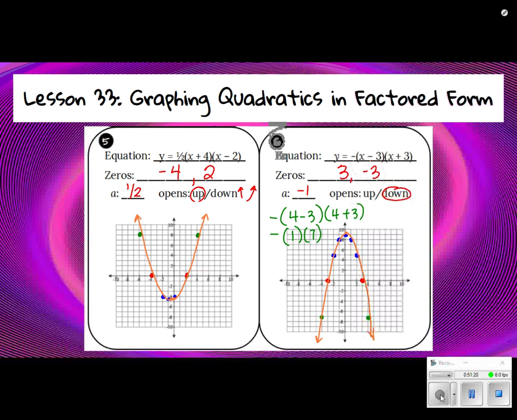On Friday, you're going to have a graphing quiz with all the different types of quadratics, the way that they're written, and one of them is going to be the factored form of the quadratic. So make sure you are practicing how to handle that. You can use your graphing calculator on the quiz. So if you want to practice using the graphing calculator, I would recommend doing so on the homework.